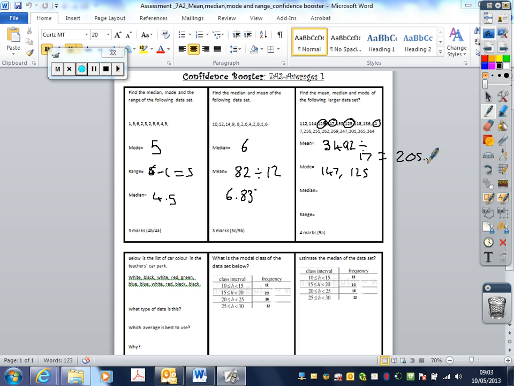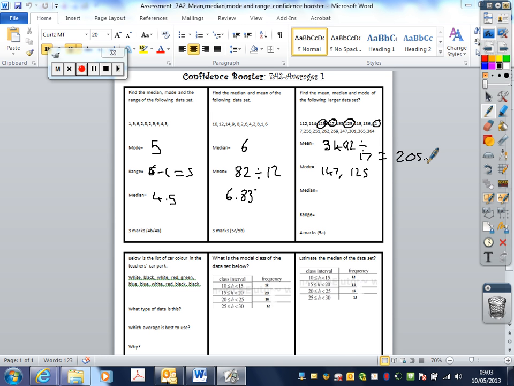What about the median? Can I have the median, somebody? Go on, Kyle. 247. Do people agree with that? No. Who got 153? Hands up for me, please. It is 153. Well done. Kyle, you've made a slight mistake.